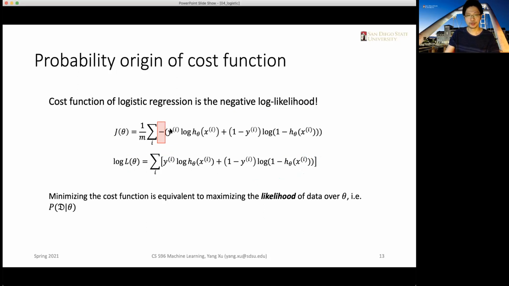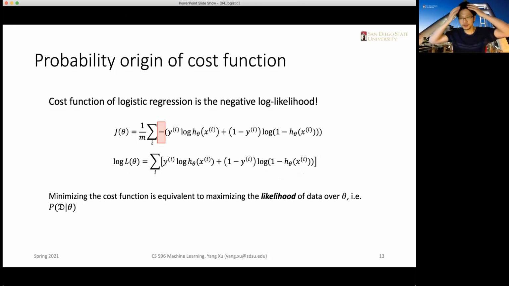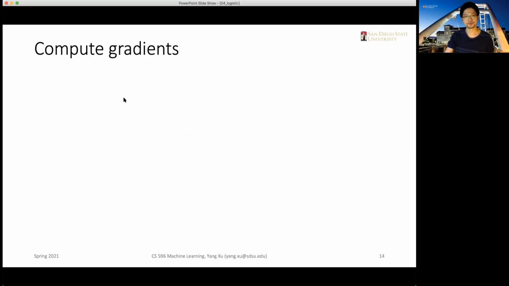All right, so now, given the cost function defined, the next immediate step is to use the cost function to compute the gradients. Right? We want to minimize the cost function, so we need to use gradient descent methods. All right.